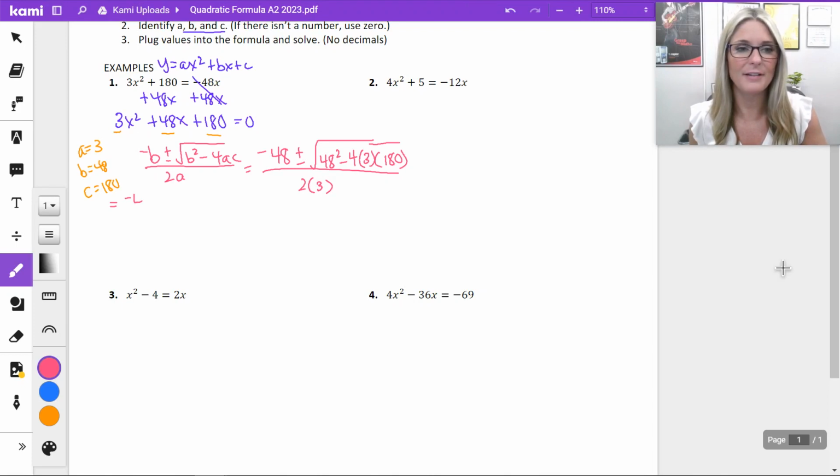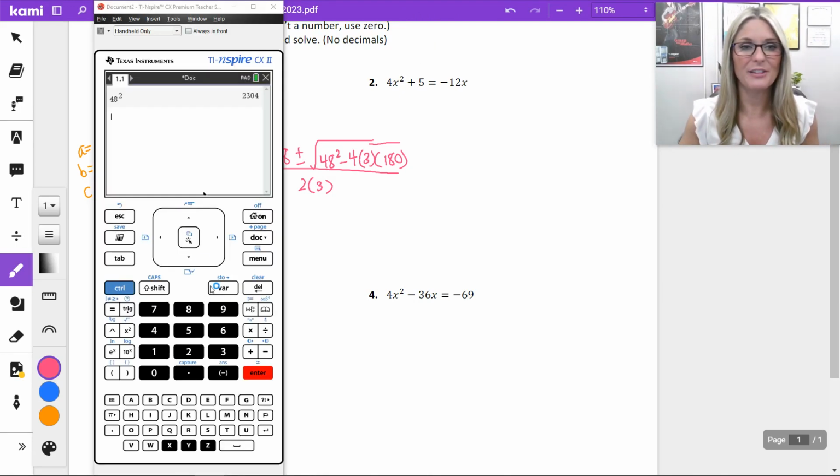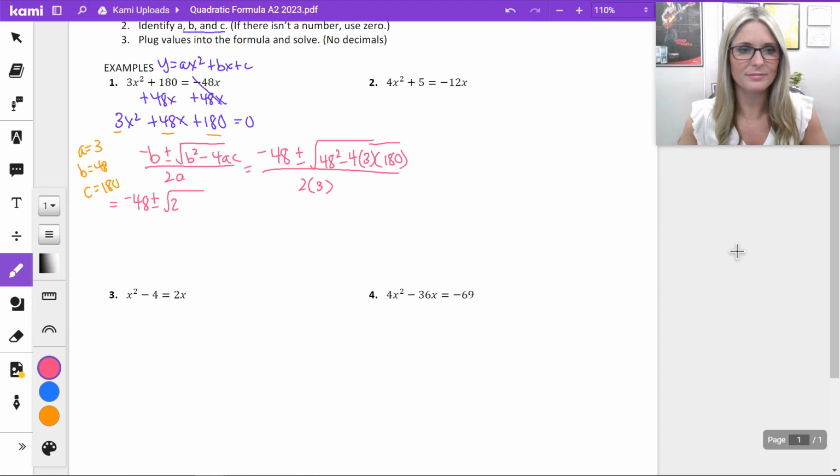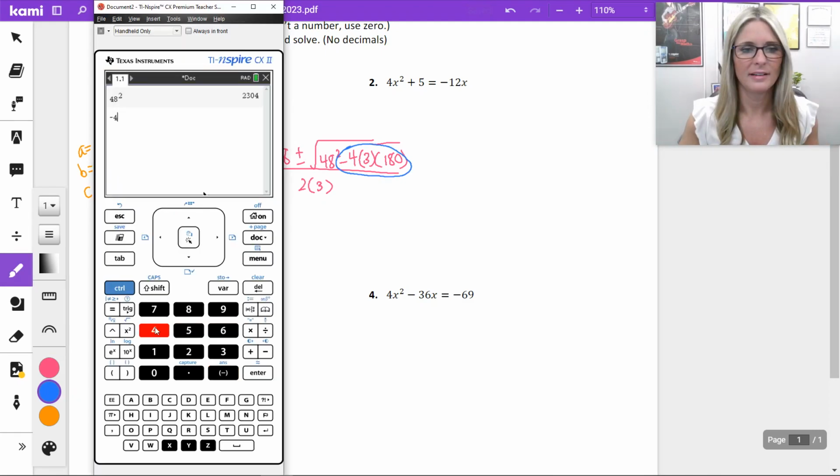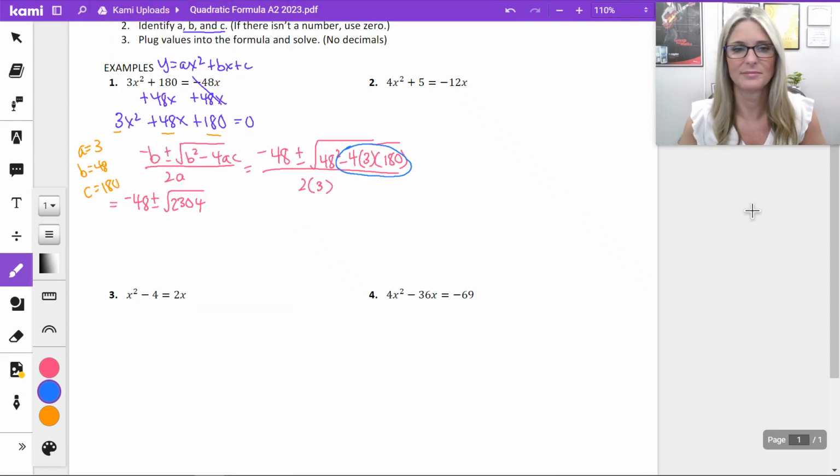Continuing to simplify, I'm going to have negative 48 plus or minus the square root of, let's grab the calculator. 48 squared is 2304. And we're going to do minus 4 times 3 times 180 in the calculator. Minus 4 times 3 times 180 is negative 2160. All under the radical divided by 2 times 3, which is 6. Let's simplify a little bit more.